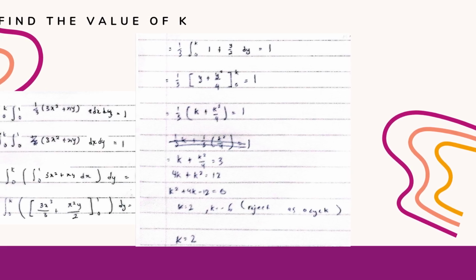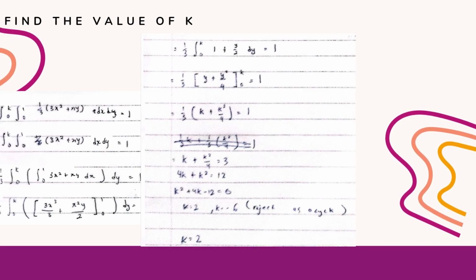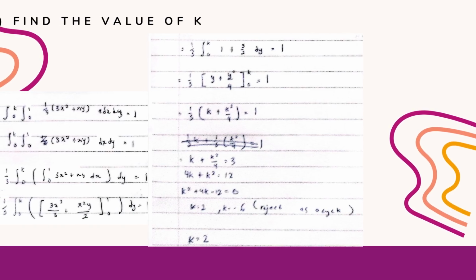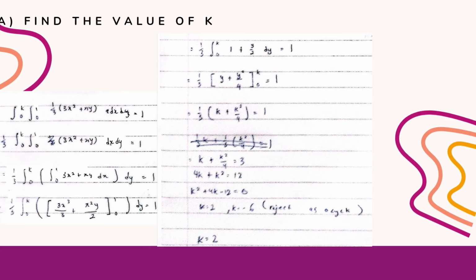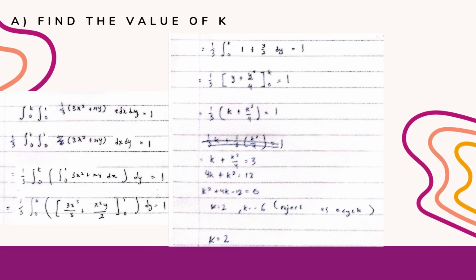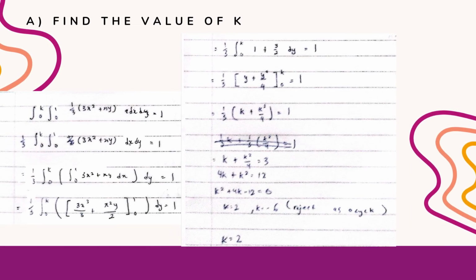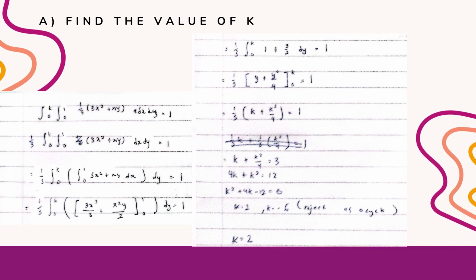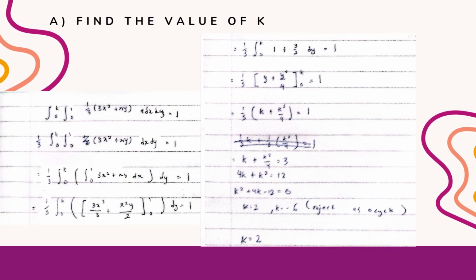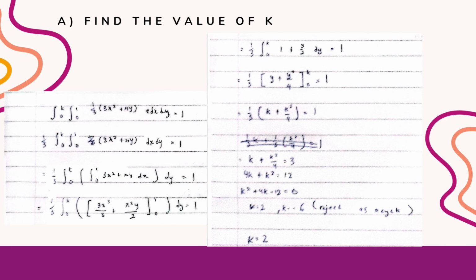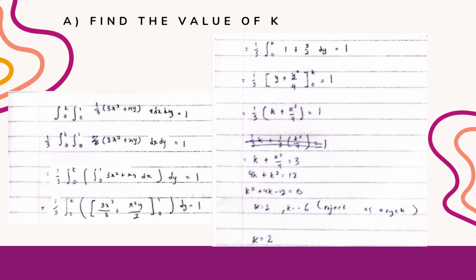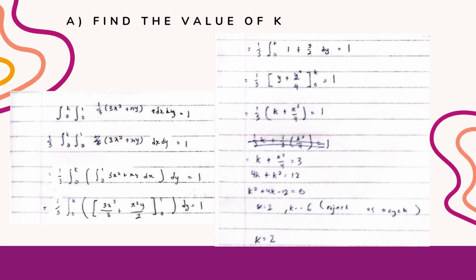Find the value of k. So as we know, the total sum of probability is equal to 1. So the equation will be a double integration of 0 approaching k and 0 approaching 1 over 3 in bracket 3x squared plus xy dx dy. So for the first integration, we will make it with respect to x, from 0 approaching 1. So we get the answer is 1 plus y over 2.